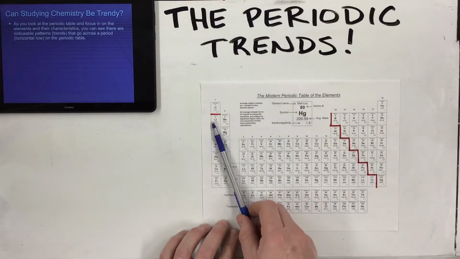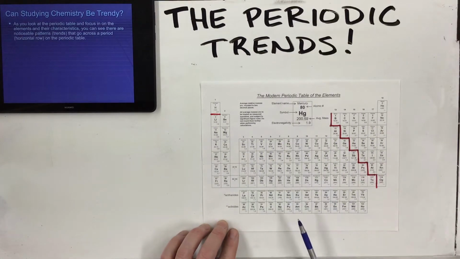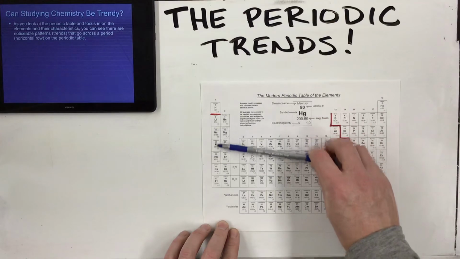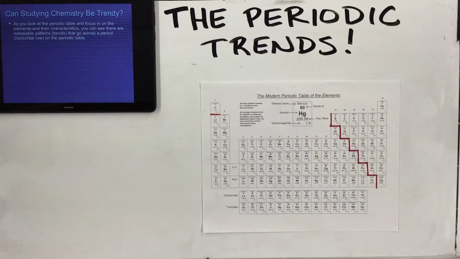Now, every element in the same period has the same number of shells or orbits or energy levels. Every element in the same column, group or family, has the same number of valence electrons, and they share properties. So that's what the periodic trends are talking about, properties.